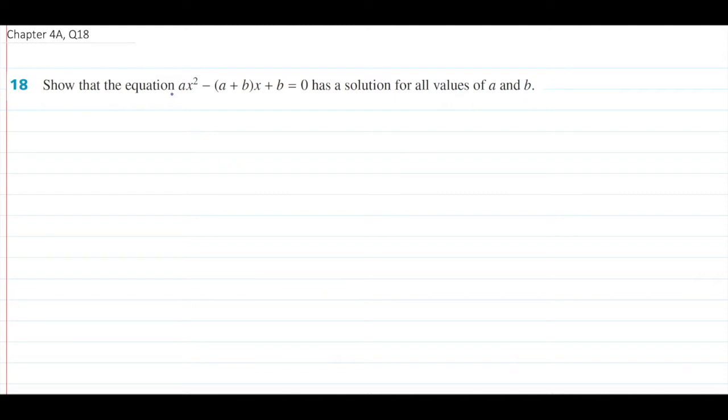Question 18. Show that the equation ax squared minus bracket a plus b close bracket times by x plus b equals 0 has a solution for all values of a and b, meaning you can have one solution or more than one solution, but you must have a solution at the very least.